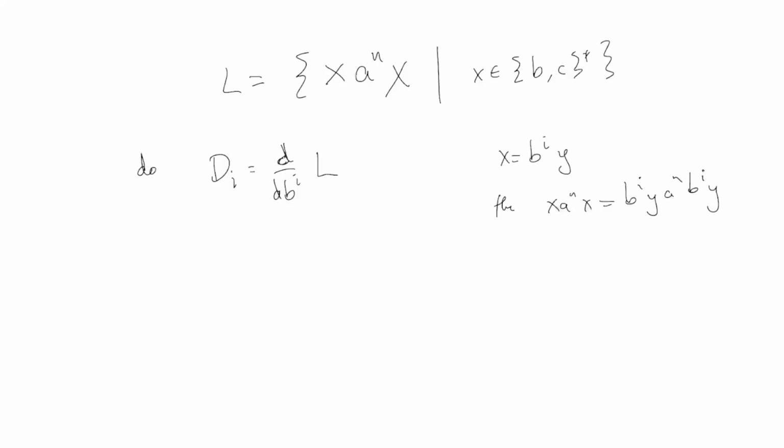And then when I do the derivative, it cancels these b's at the beginning, and what's left is all of this stuff. So this d_i, which is the derivative with respect to b to the I of L, is just going to be y a to the n b to the I y. And those are all different because, say, when I equals 1, it means there's one b right here after the a's. When I equals 2, there has to be two b's after the a's, and so on. These are different for various I.